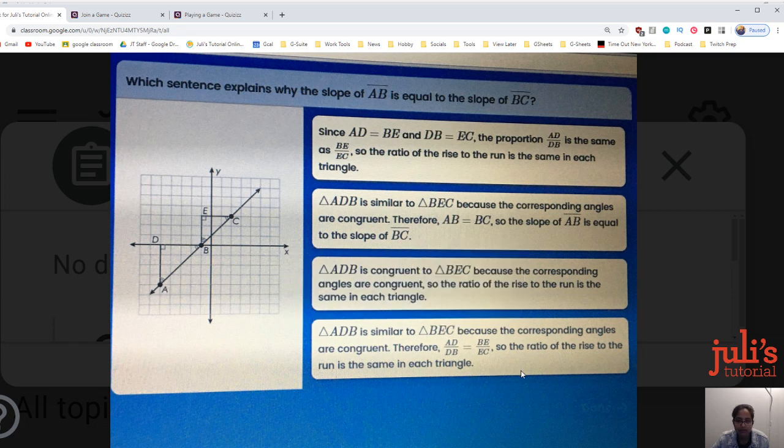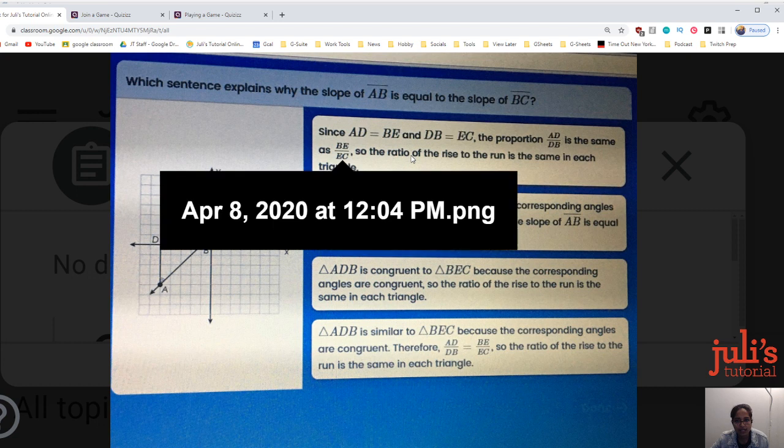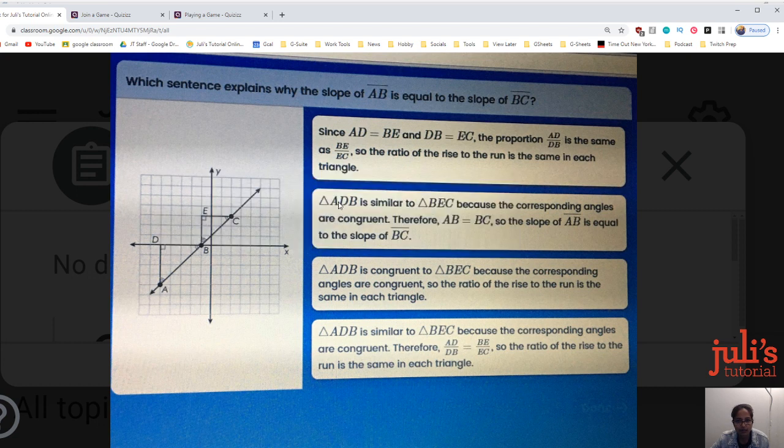Done. So why is it not choice C? Because it says congruent, obviously they're not congruent. Choice A and B match. Choice A was saying they're equal to each other, which is not true. Choice B, on the other hand, did say it's similar because the corresponding angles are congruent, which looks right. But then they got it wrong by saying AB and BC are equal. They're not equal. That's not why their slope is the same.